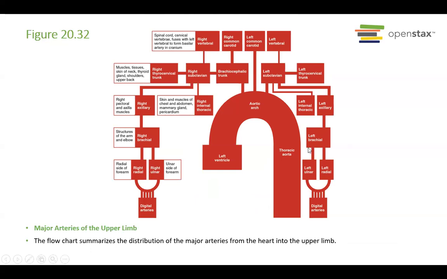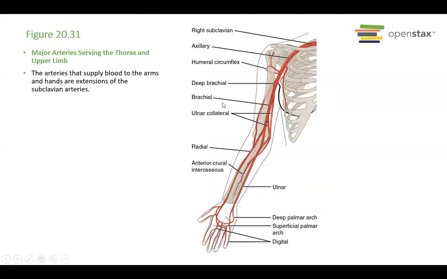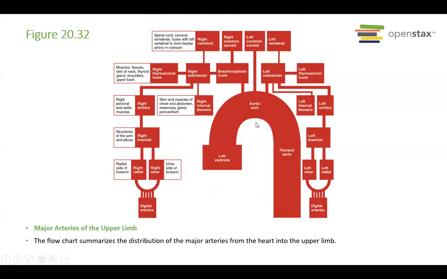You don't have to memorize all these veins. This is just for you to see that we talked about this left ventricle, and we talked about this aortic arch, and the first branch is your brachiocephalic, then the left common carotid, then the left subclavian. Just know those major three.